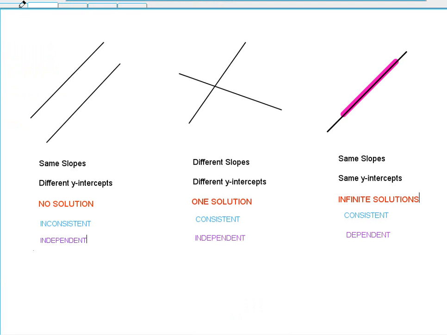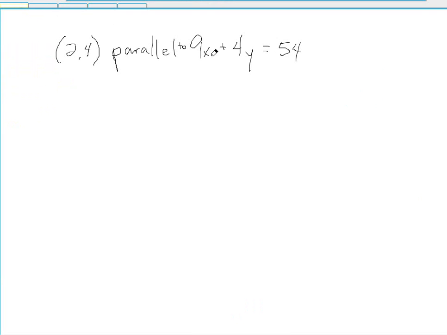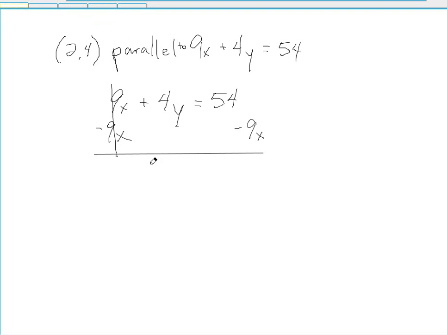We have to put it in slope-intercept form to be able to do that. I can't just look at this and say, oh yeah, I know what the slope is. It's the 9. No. You can look at the coefficient of the x only after it's in slope-intercept form, which means only after it's solved for y. So we bring 9x over to the other side, it becomes negative 9x.